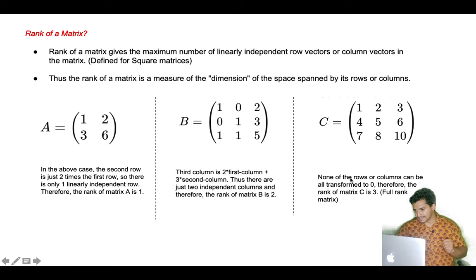While in the third case, none of the rows or columns can be transformed to 0, which basically means none of the rows or columns can be derived from other rows or columns. Therefore, the rank of matrix C is 3 and it's a 3 cross 3 matrix as well. Thus, it's a full rank matrix. And this concept is very important. We'll see later that when a matrix is full rank, in that case, the determinant exists.